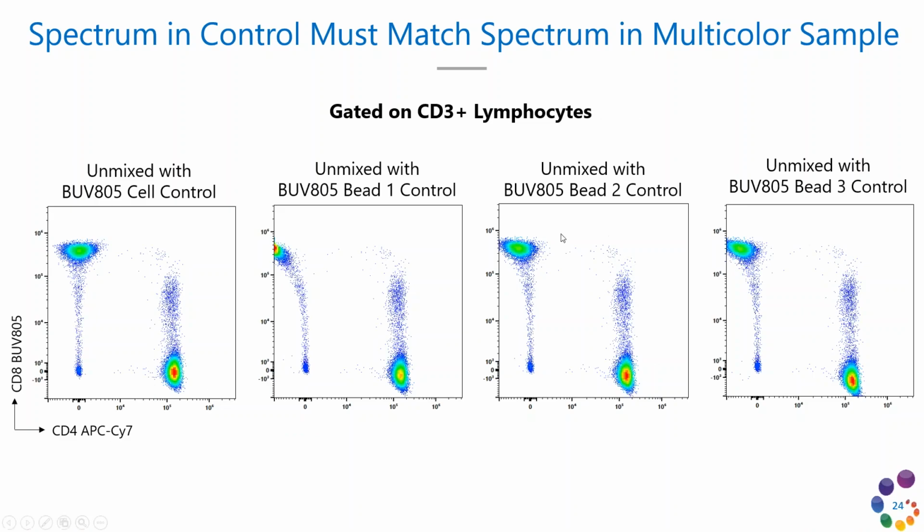Here's some data from the multicolor tube where I'm gating on CD3 positive lymphocytes. And again, I've unmixed my cell control in the first plot and then each of the beads in the later plot. And you can see there's clearly some unmixing errors where the compensation isn't quite right. And we can manually go in and correct these, but ideally you'd want to pick the reference control to unmix your data with whose spectra best matches what's going on the multicolor tube, so you don't have to waste your time making those corrections later.